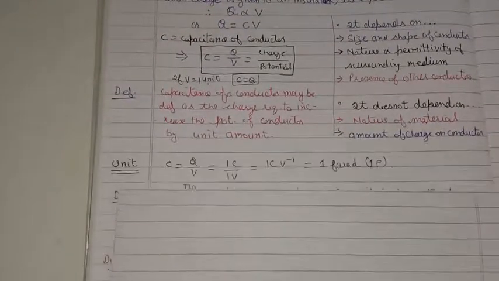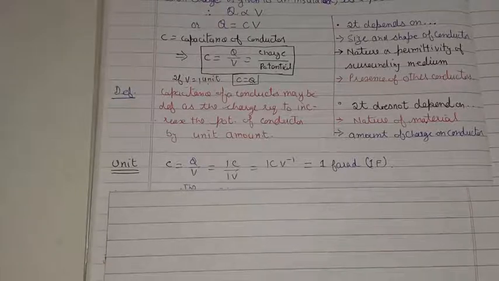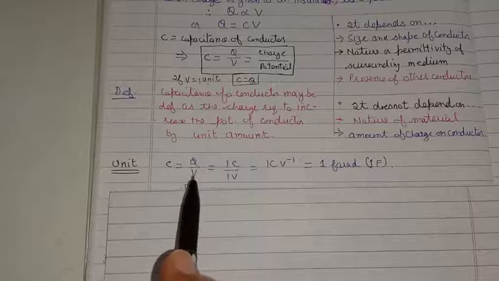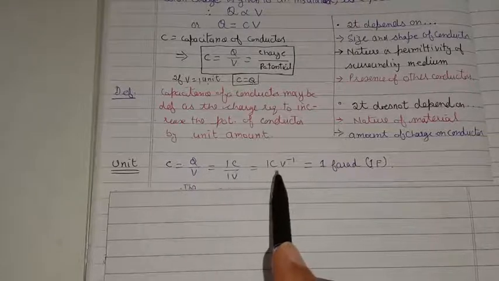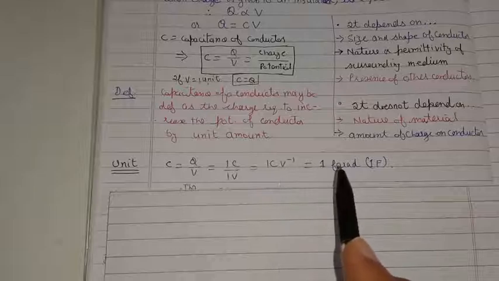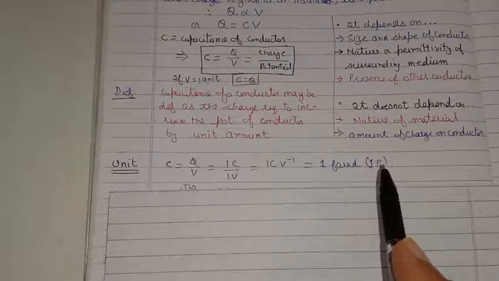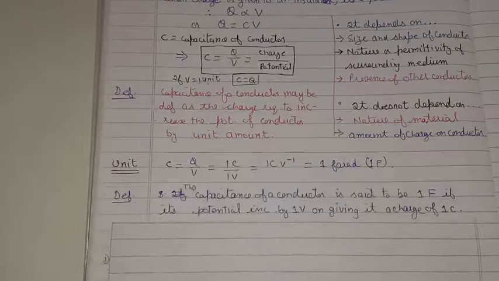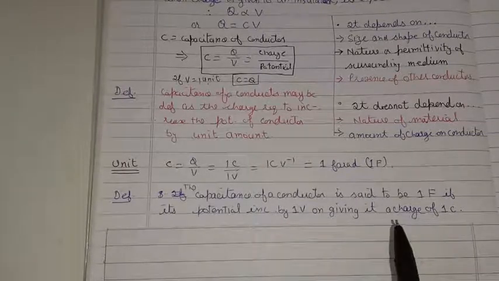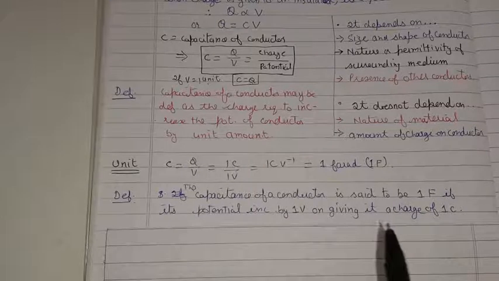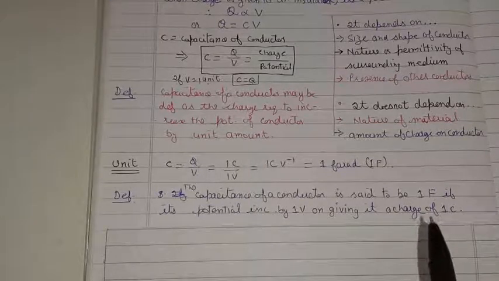Next, its unit. C is equal to Q by V. In SI unit, charge is 1 coulomb. SI unit of potential is 1 volt. So the SI unit of the capacitance is 1 coulomb per volt, which is known as 1 farad, indicated by the capital letter F. So the capacitance of a conductor is said to be 1 farad if its potential increases by 1 volt on giving it a charge of 1 coulomb.